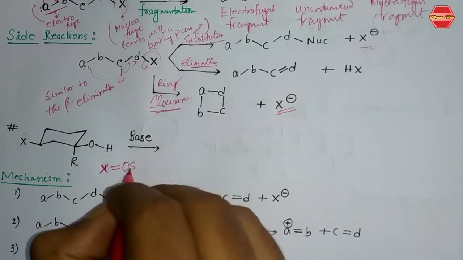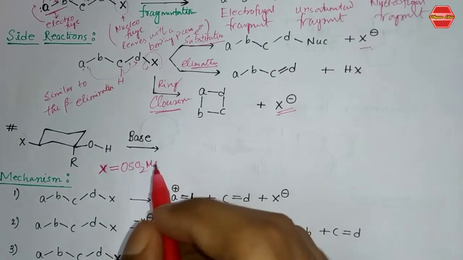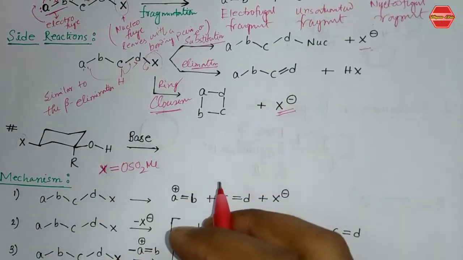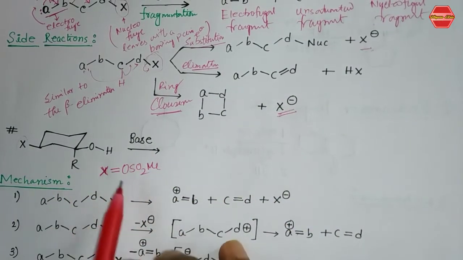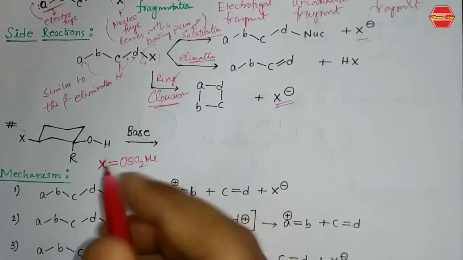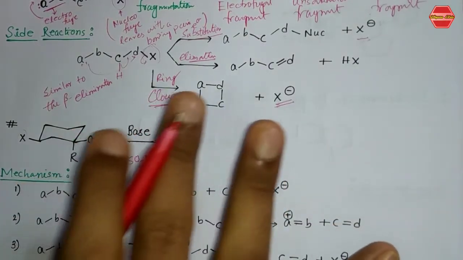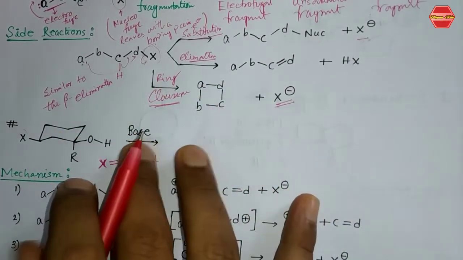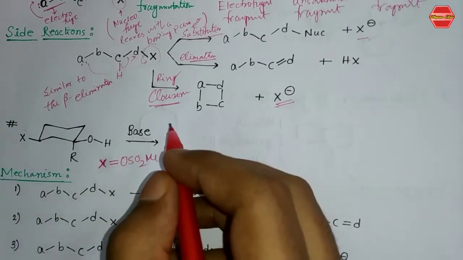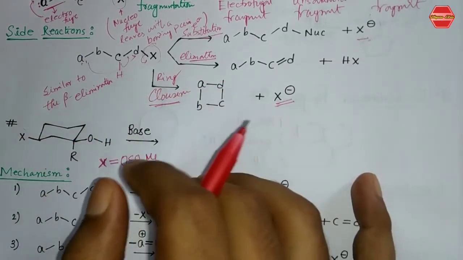For this case, the X may be your SO2Me. As you can see, this is a quite stable group and it can leave from the system easily. So that is why we are taking this X equal to SO2Me. And if we are using any base, it's very important to remember that in these cases, if you see the product, you can see there is a 1,3 difunctionalized compound.